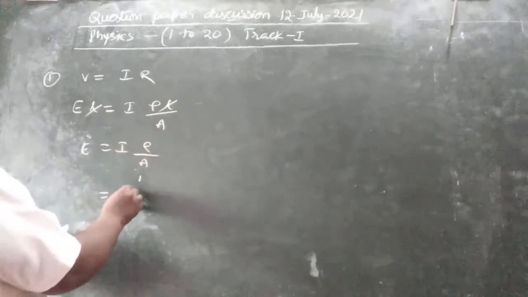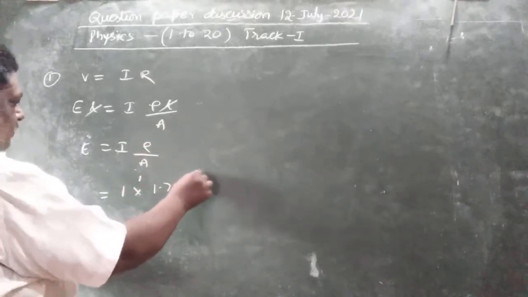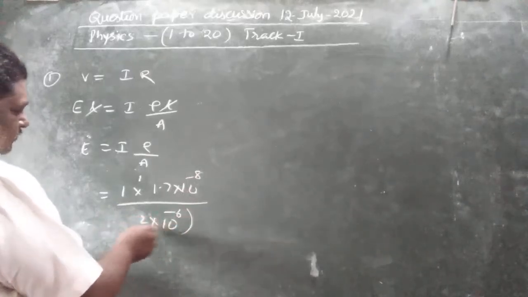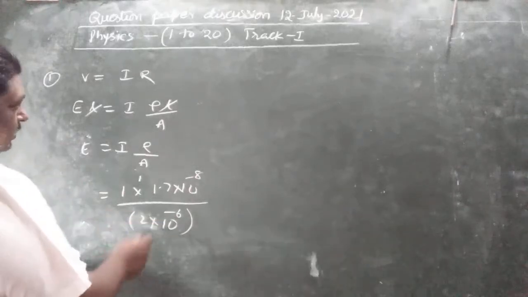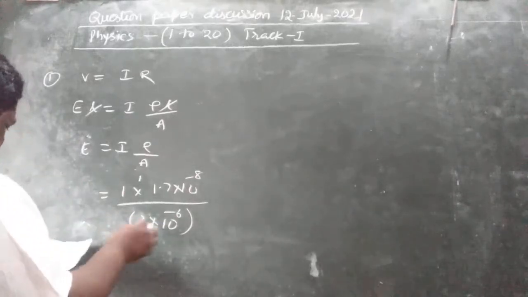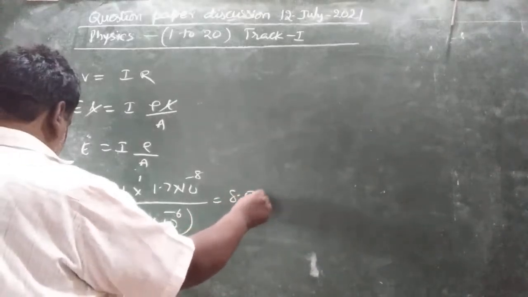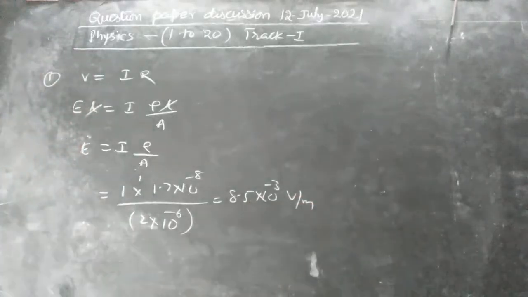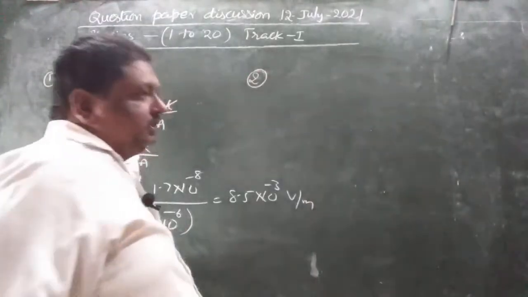I value 1 ampere is given. Rho value 1.7 into 10 power minus 8 is given. Cross-section area 2 mm square. Mm square means milli whole square, 10 power minus 3 whole square, 10 power minus 6. The area is directly given. To solve it, you will get 8.5 into 10 power minus 3 volt per meter. This is the solution for the first question. In the same manner, go for the second question.